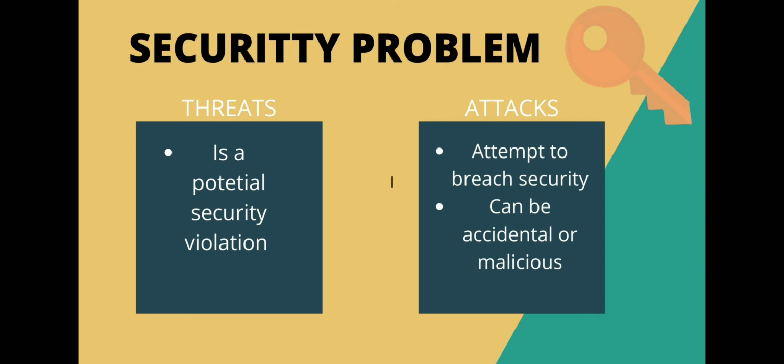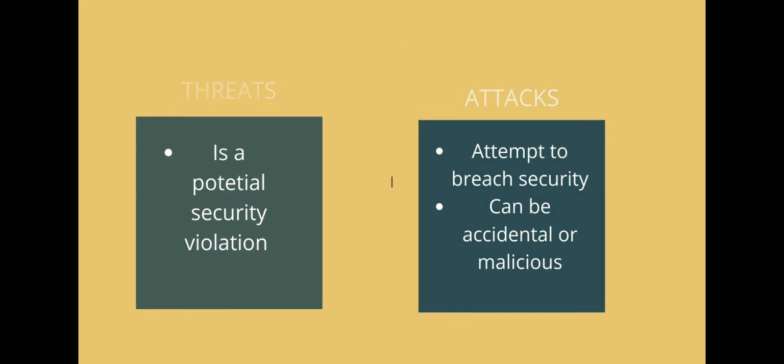Security problems. The first one is threats. A threat is a potential security violation. Security must consider the external environment of the system and protect the system resources. Next is attacks, an attempt to breach security, which can be accidental or malicious. It is easier to protect against accidental than malicious issues.